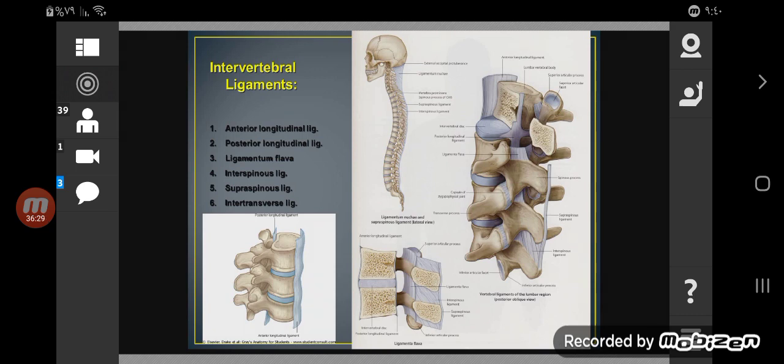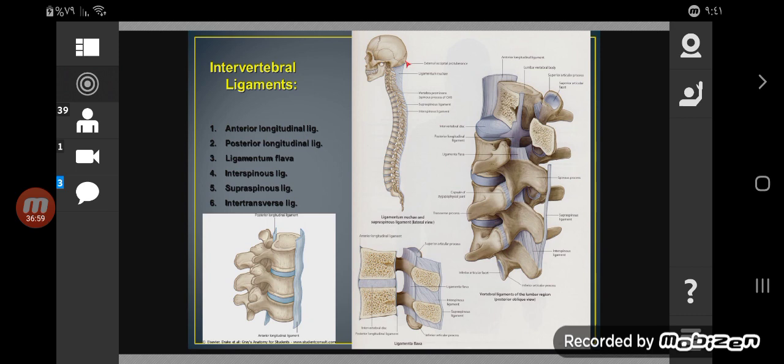Another note about ligaments throughout the vertebral column is the ligamentum nuchae. Ligamentum nuchae is the fibroelastic plate, a fibroelastic partition in the midline.